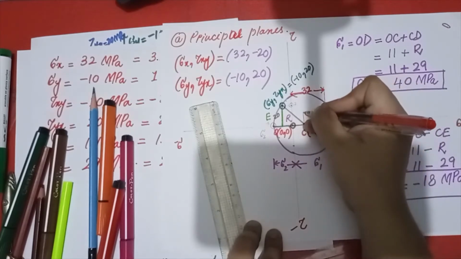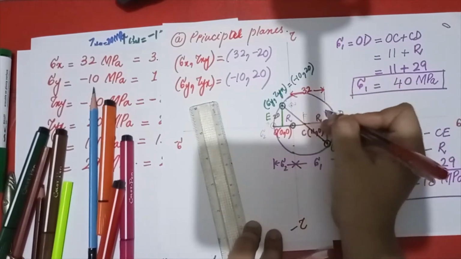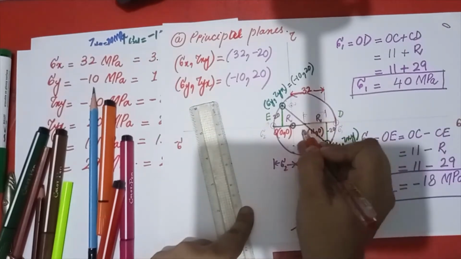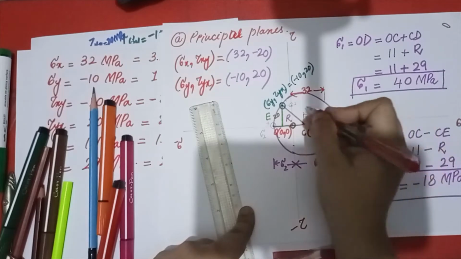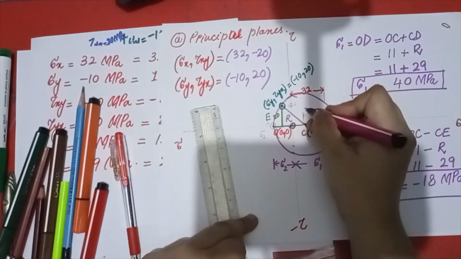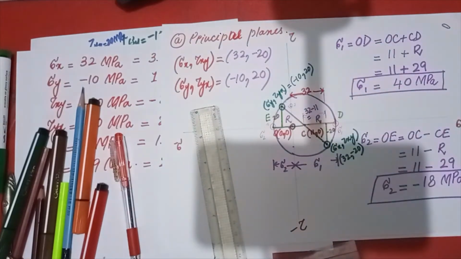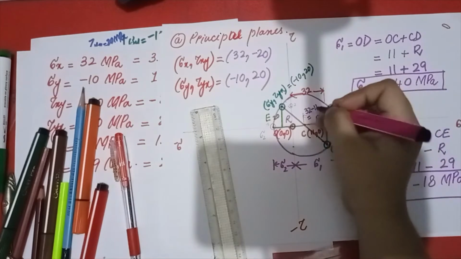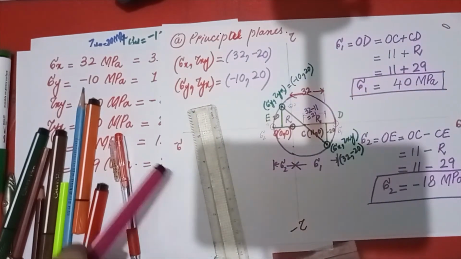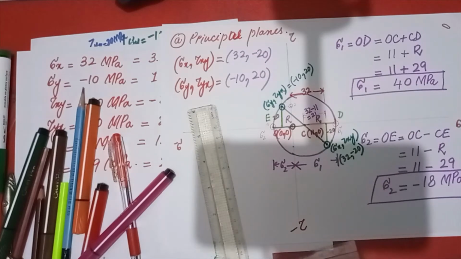If I get this length, I will get to know the base of this triangle. So OC is 11 and this is total 32. So what I have to do is 32 minus 11, and it comes out to be 21. Now you know the base and perpendicular. If you know base and perpendicular, you will get the angle.